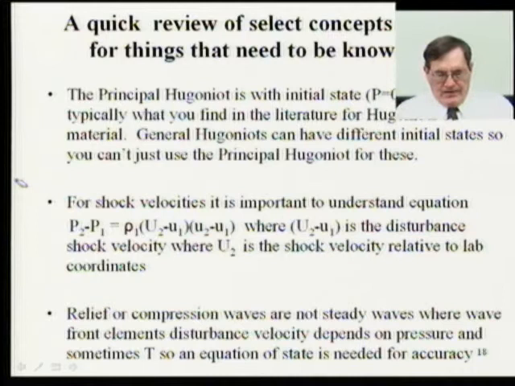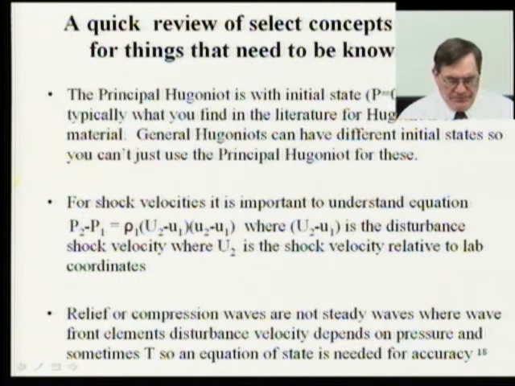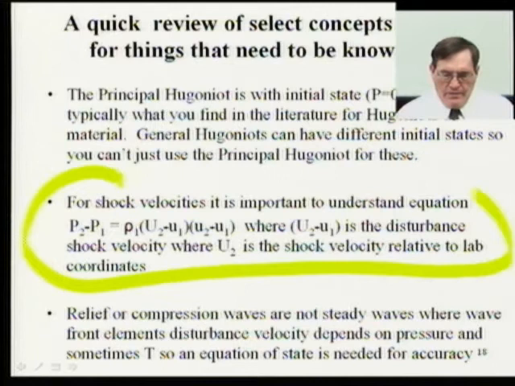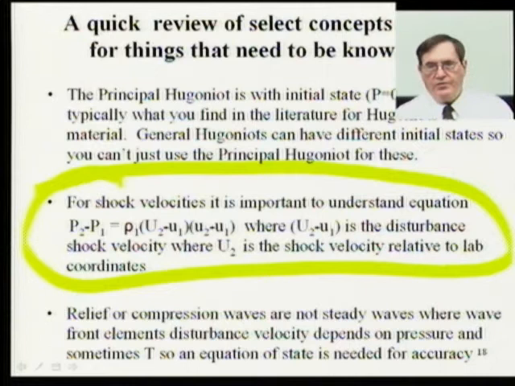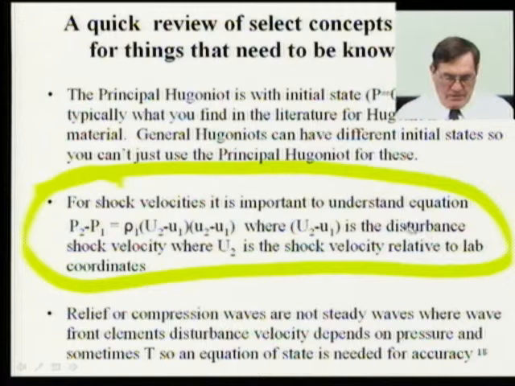Okay, another thing that we want to really talk about is to understand the two-wave shock equation for pressure, mainly because there's a difference between velocities, and one velocity in lab coordinates can be different from the velocity you would get from an equation of state. The equation of state velocities, I call them disturbance velocities. And so you have to be clear that they're not always the same as the shock velocity if you're getting it from an equation of state. That'll become a little clearer too.